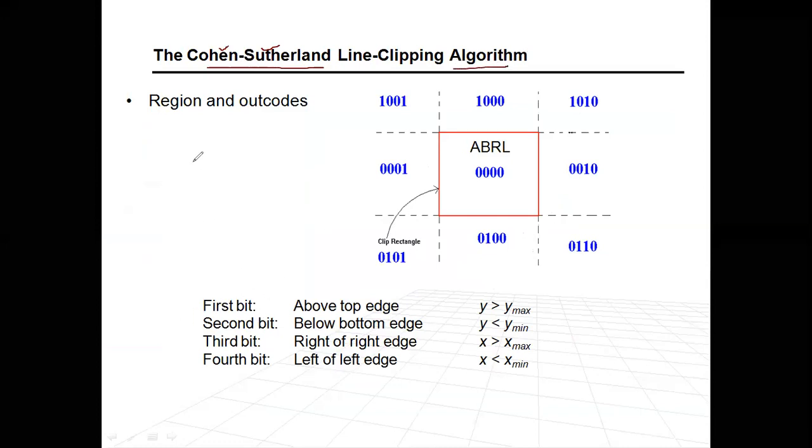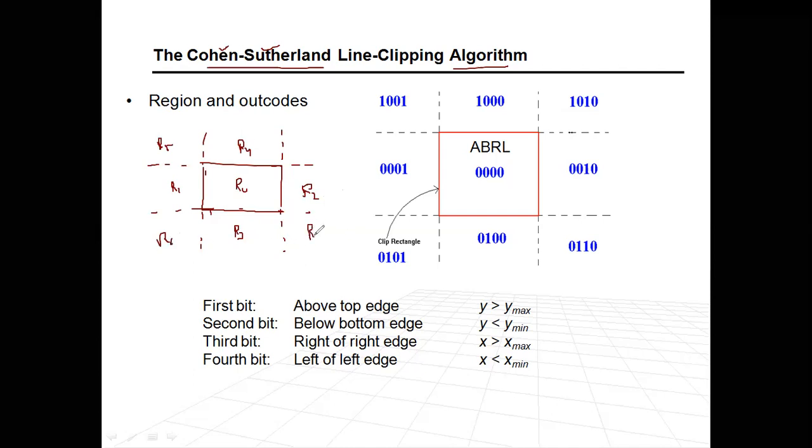In the Cohen Sutherland line clipping algorithm, we split, or divide, the complete window into 9 regions. This red marked box is considered the window or viewport, and we divide further with imaginary lines into 9 regions. We call them, for example, region 0, region 1, region 2, region 3, region 4, region 5, 6, 7, and 8.